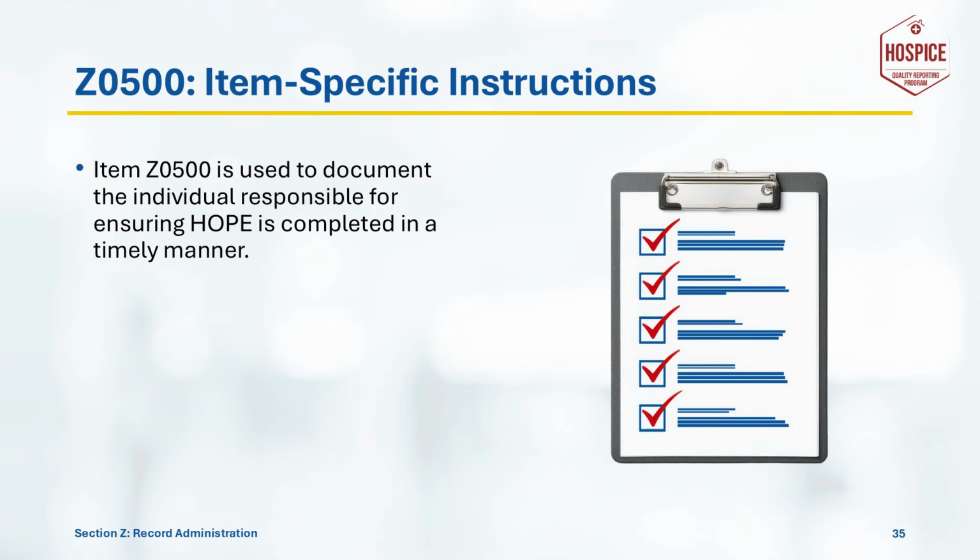The signature in Z0500 certifies only that all sections are complete and is not certifying the accuracy of portions of the HOPE record that were completed by other hospice staff members. The date entered in Z0500B is the date that the person signing in Z0500A verified that all items on the record are complete and signatures are present in Z0400 for those who completed HOPE.